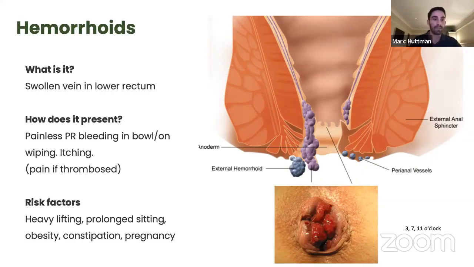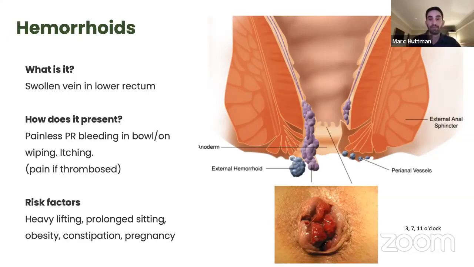So how does it present? It presents usually with painless PR bleeding. So painless blood coming from the back passage, usually either splattered in the bowl, or patients will say that they see it on wiping. So they might notice some blood on the tissue paper. It can also cause itching. And I put pain if thrombosis in brackets because it's slightly rarer.